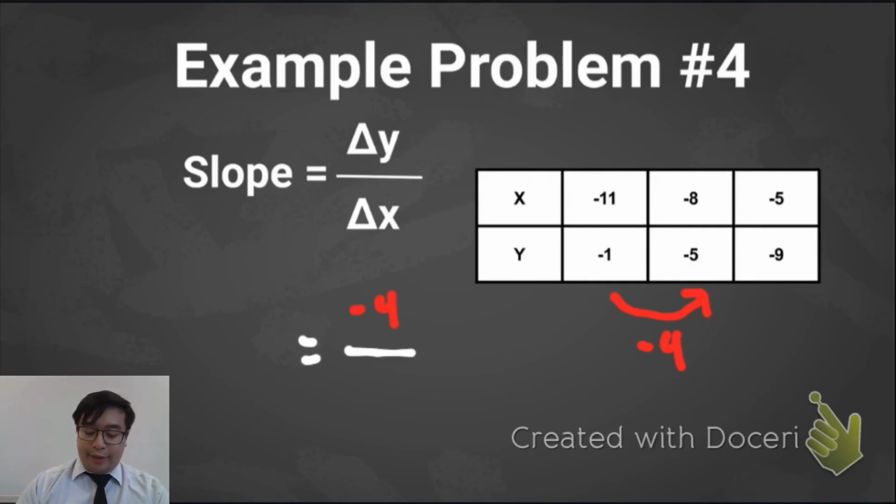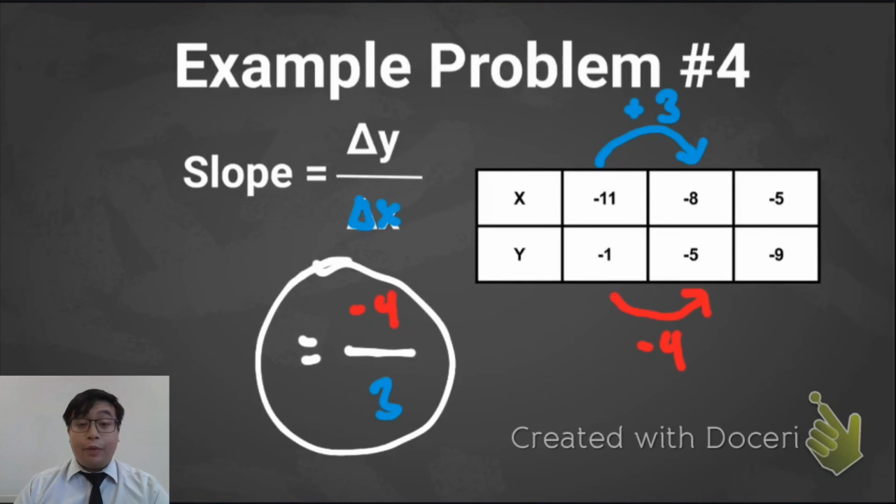Now let's find our change in x. Let's compare the x values up here. I'm starting at negative 11, which is all the way down here, and I'm moving up to negative 8. Are my values getting bigger or smaller? Starting at negative 11 and moving up to negative 8, my values are getting bigger. I'm actually adding 3. So my change in x is 3. So the slope of this table is negative 4 over 3.